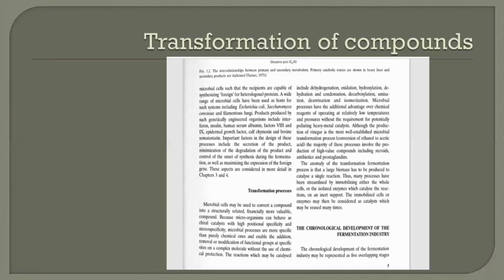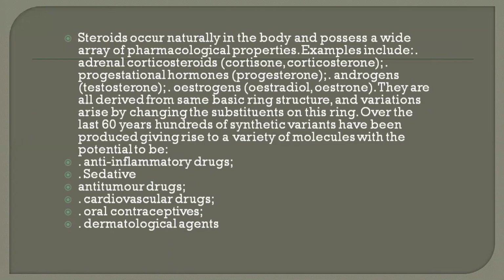Because the microorganisms can behave as a chiral catalyst, the processes in which microorganisms are used as a chiral catalyst include dehydrogenation, oxidation, hydroxylation, condensation, carboxylation, amination, deamination, and isomerization. Microorganisms are able to transform compounds.